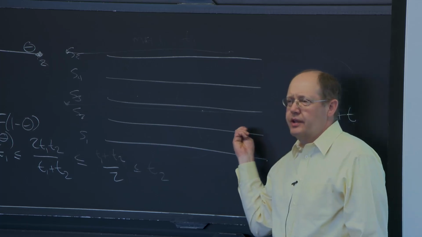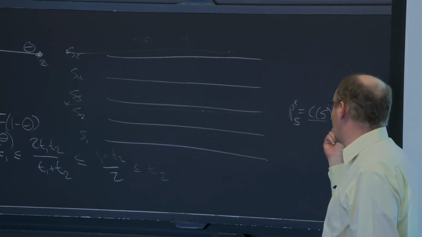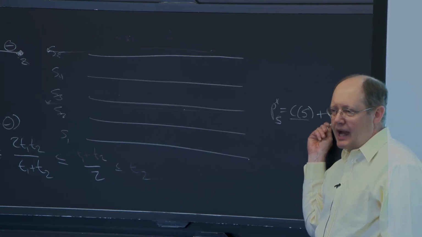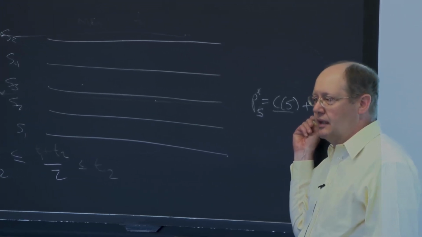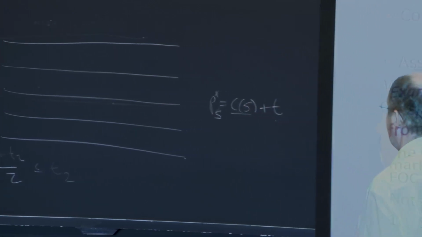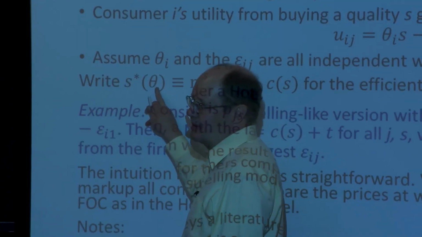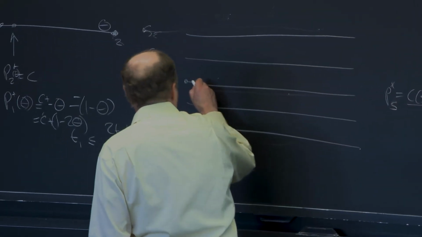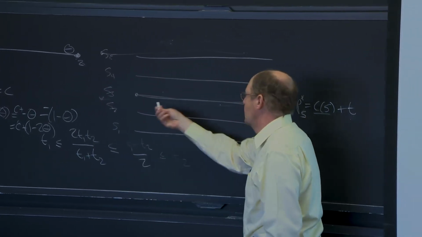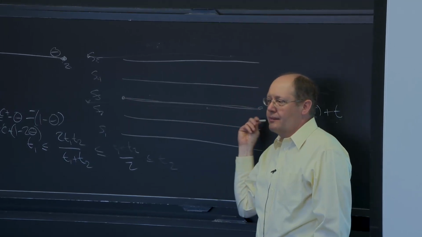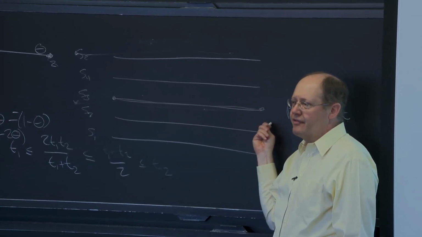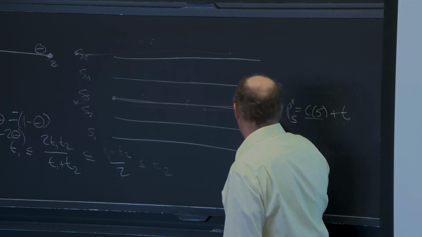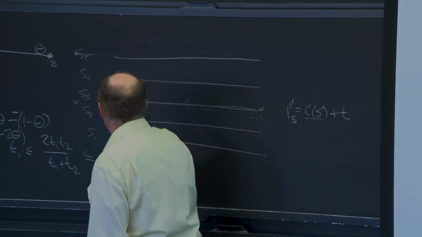Then what are consumers going to do? The markups are the same for every quality level. So when I'm deciding which quality level to buy, I buy the efficient quality level. If I'm a type theta consumer, I buy S star of theta. So all the consumers for whom S3 is the optimal quality are like, okay, I'm either going to buy quality S3 from firm 1, or I'm going to buy quality S3 from firm 2. Who do I buy from? Well, again, it depends on my epsilon i1 and epsilon i2.